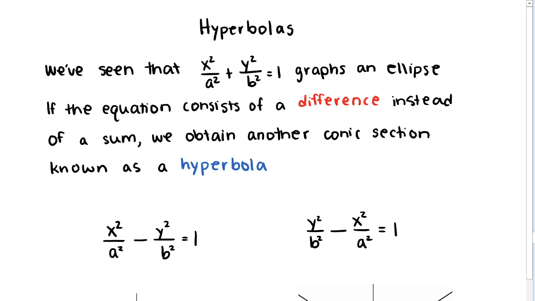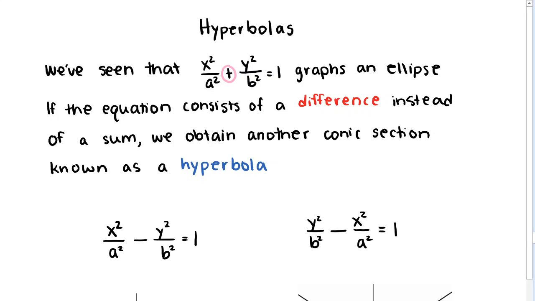Hey everyone. So in this video, I'd like to talk about hyperbolas. We saw that for ellipses, their equations are of the form x squared over a squared plus y squared over b squared is equal to 1. And if we take this sum and instead make it a difference, then we end up with another kind of conic section known as a hyperbola.